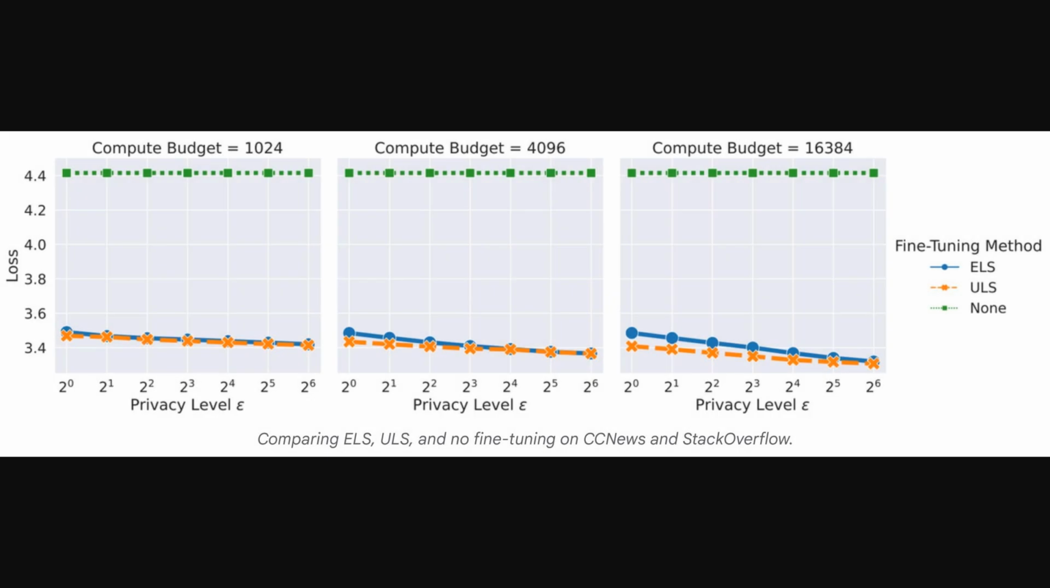So, looking closer at these results, especially in the leftmost plot representing the smallest compute budget, we see that for very strong privacy levels, that's low epsilon, example-level sampling can perform comparably to, or even slightly better than, user-level sampling. However, as the compute budget increases, shown in the middle and right plots, user-level sampling consistently achieves lower loss, meaning better model performance, across various privacy settings. This reinforces that both methods, especially with the optimizations discussed earlier, are a significant improvement over not fine-tuning at all, which is that flat green line way up at the top.